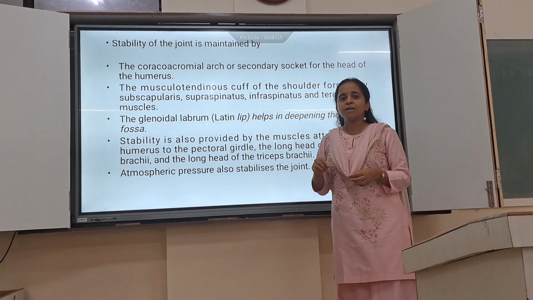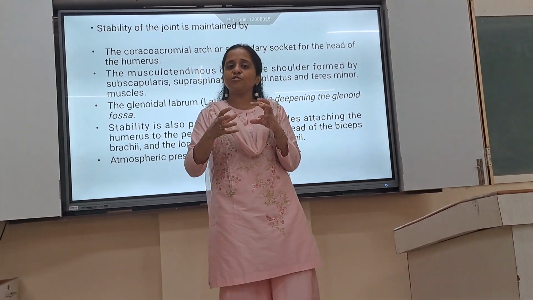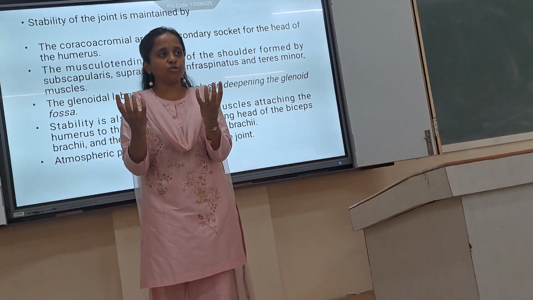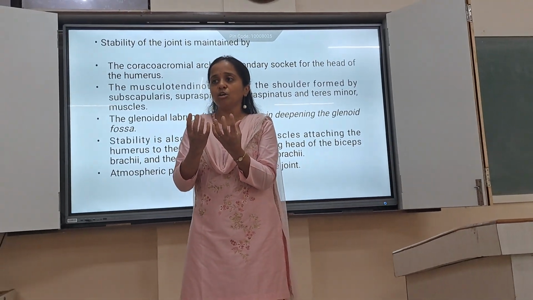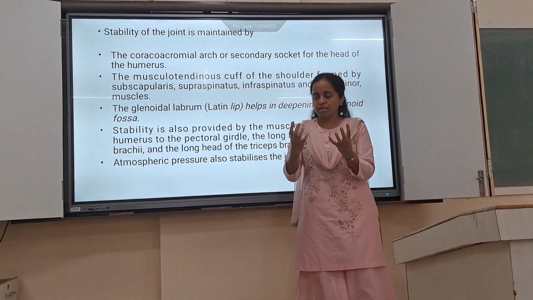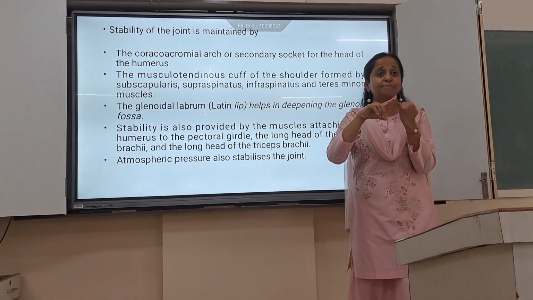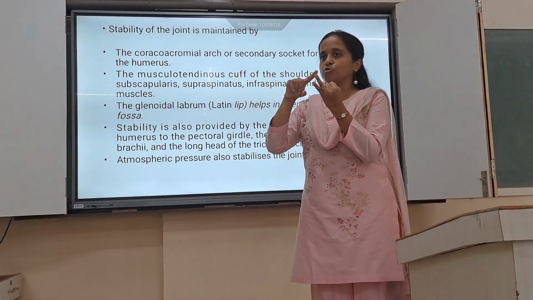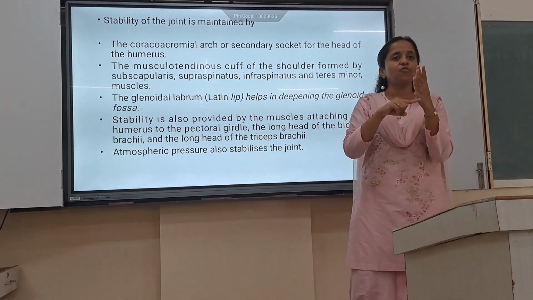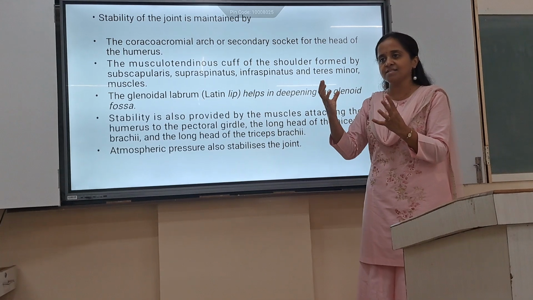The second one is the musculotendinous cuff. The musculotendinous cuff is a cuff formed by the four muscles which are surrounding the shoulder joint. These muscles form a cuff around the shoulder joint. So which are the muscles involved? The first one is the subscapularis muscle. The others are supraspinatus, infraspinatus, and teres minor. These are the four muscles which surround the shoulder joint and act as a musculotendinous cuff.